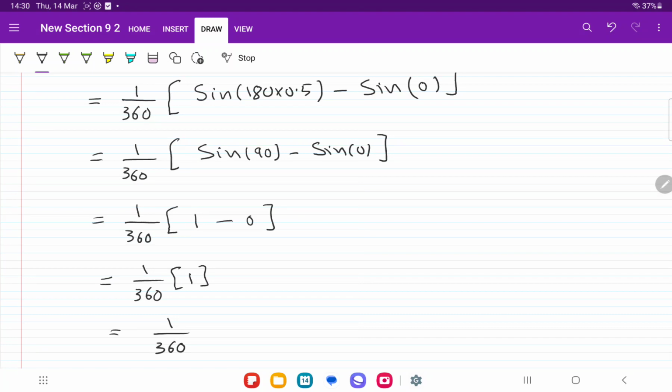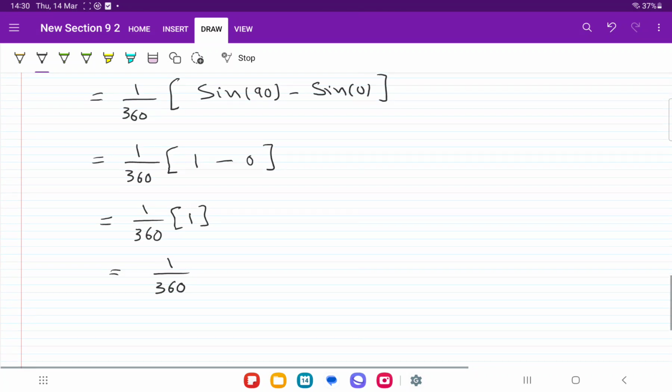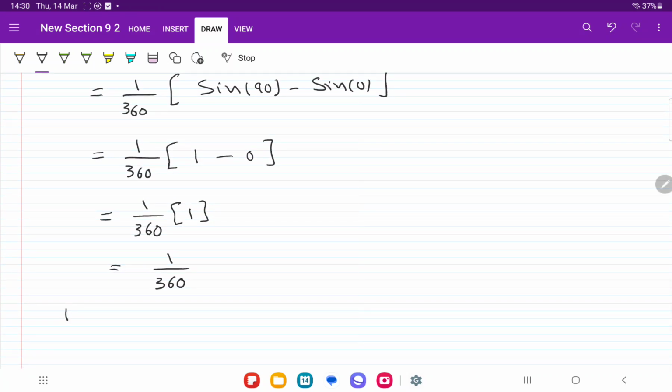If we change that to standard form, the current through the inductor is 2.7 times 10 to the power minus 3 amps.